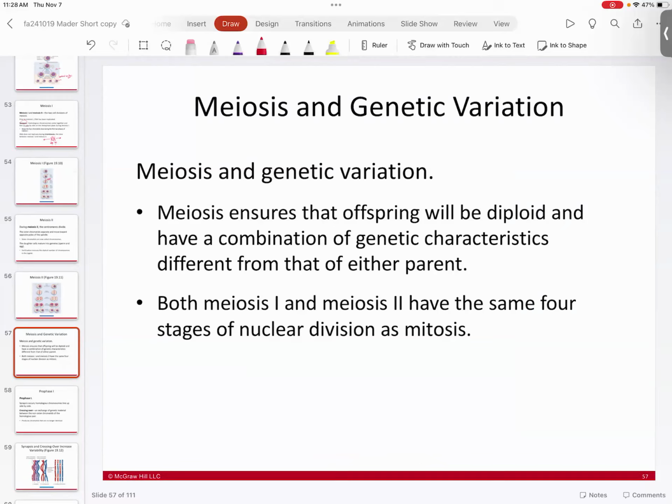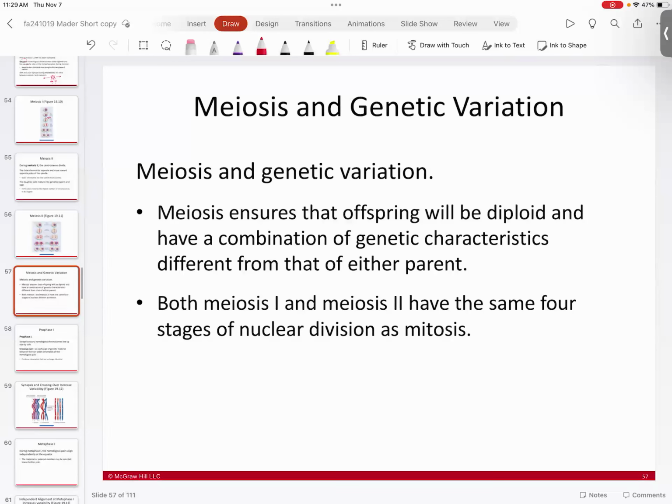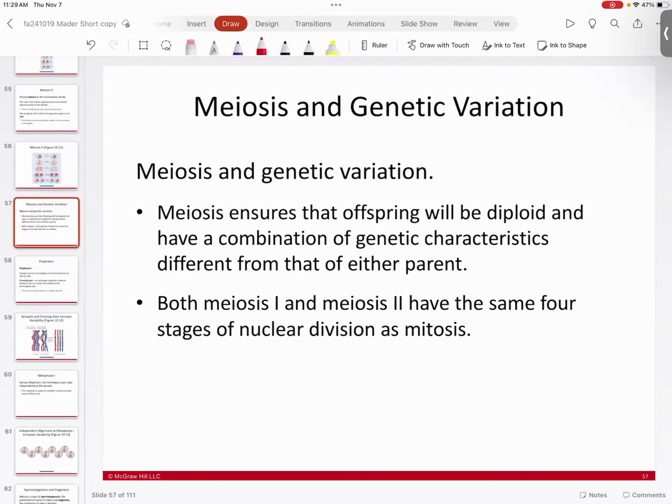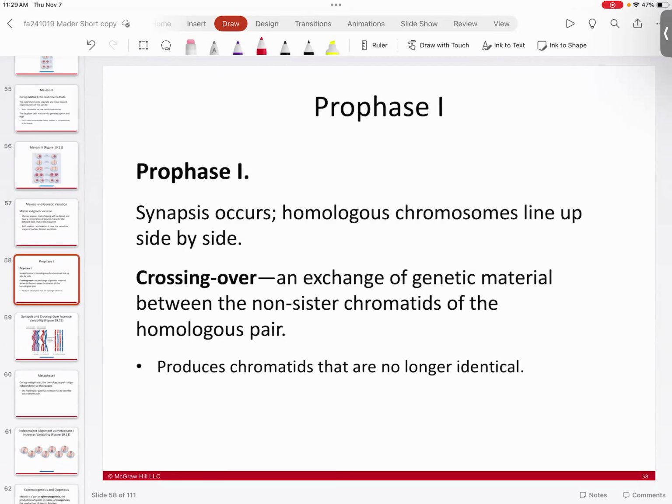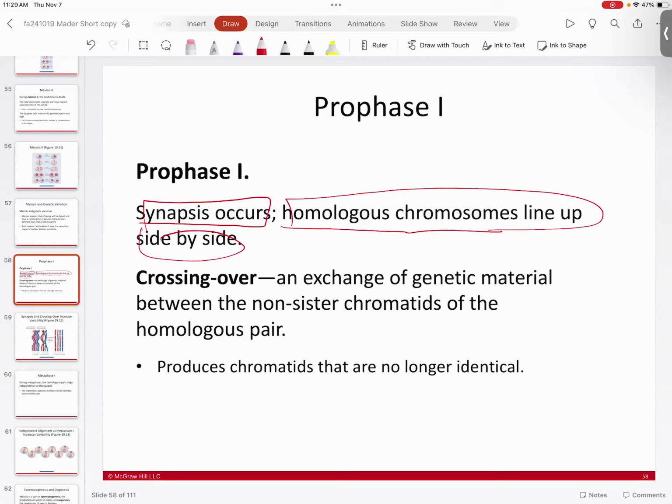So where does the genetic variation come from in meiosis? Well, the genetic variation is caused by having different combinations of genetic characteristics from each parent. They have the same phases, but where does the difference come from? Let's take a look. In meiosis I, you have prophase I. The key things that happen in prophase I are all the same as in mitosis, with the exception of a couple of extras. For instance, synapsis occurs, and homologous pairing, right? These two are unique to meiosis I.